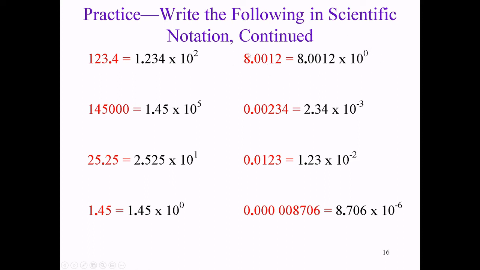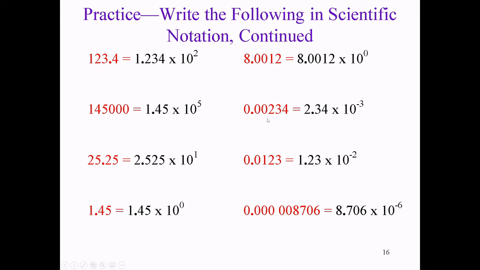Because scientific notation is usually used for large and small numbers, you're typically not going to write something like that out. You would just write it as 8.0012. But if you were pressed to write this out in scientific notation, this is what it's going to look like, because 10 to the 0 is 1, and any number times 1 is itself.